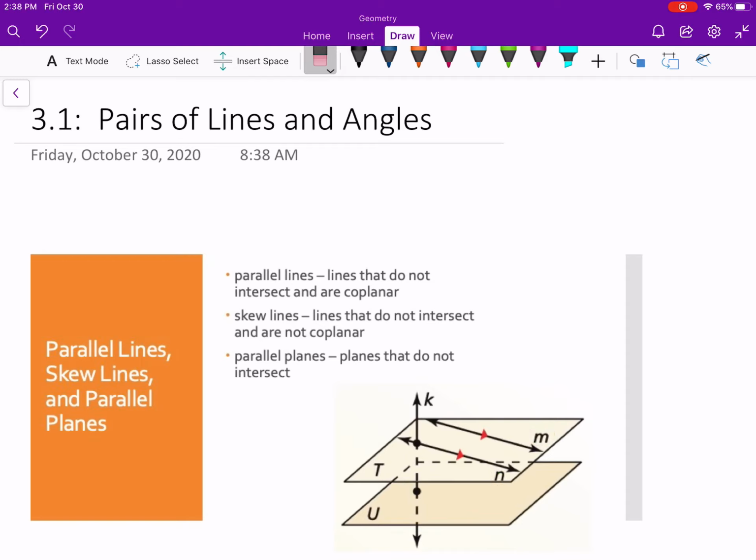So we have skew lines. Skew lines is the new one that we're going to talk about. Skew lines never intersect, but they're not coplanar. So for example, line K over here and line M, they're not in the same plane, but they never intersect, so they are skew lines. And then parallel planes are just planes that don't intersect. So imagine if you had two pieces of paper and you held them in a stacked position, they never are going to touch, so they are parallel.